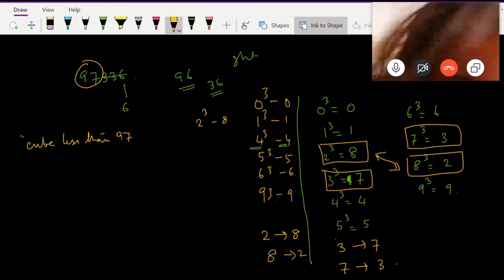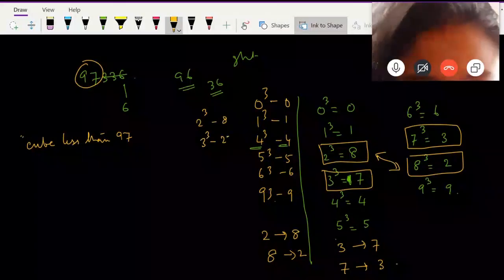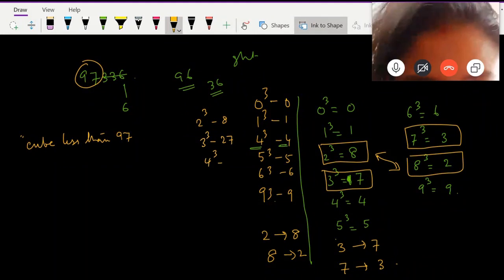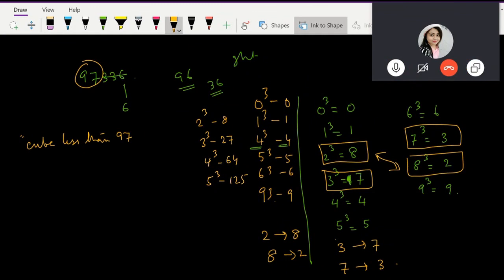So you have to remember these things. 2 cube is 8, 3 cube is 27, 4 cube is 64, 5 cube is 125, right? So 64 is a cube which is less than 97. So therefore the answer is 46. Right?